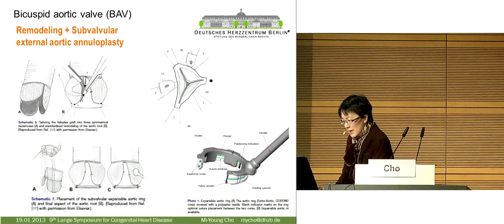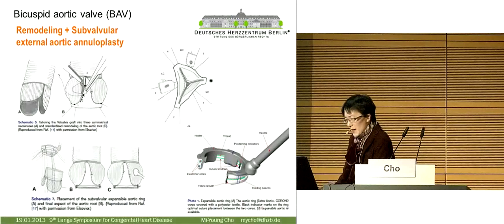Another technique described by Lange is a remodeling and subvalvular external aortic annuloplasty. So you tailor a Valsalva graft, you sew it to the aortic root and the commissures, or neosinuses, sorry, and you have this extensible aortic ring. You put it underneath, but from external, underneath your Valsalva tube, and kind of reconstruct the aortic annulus with this ring.